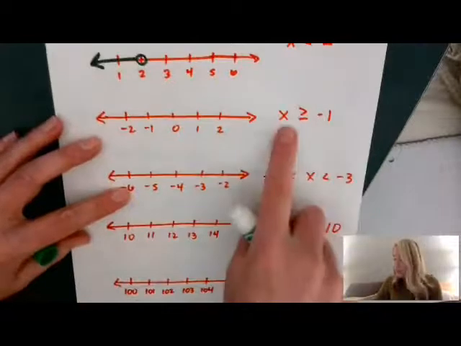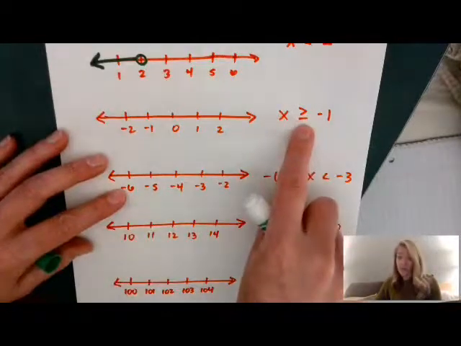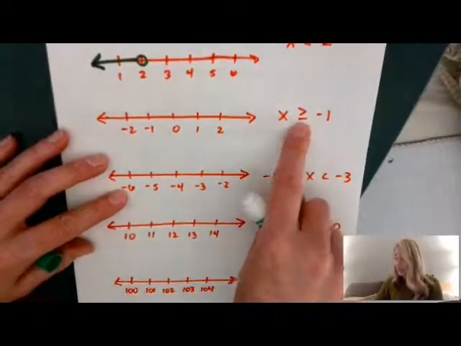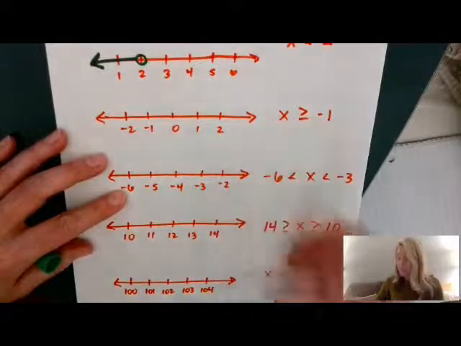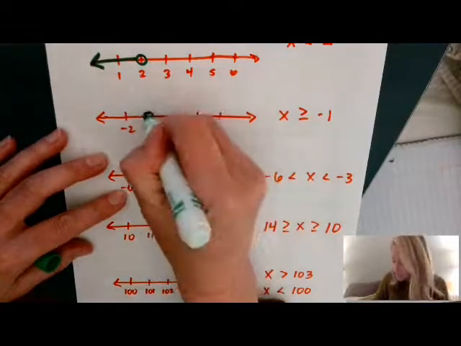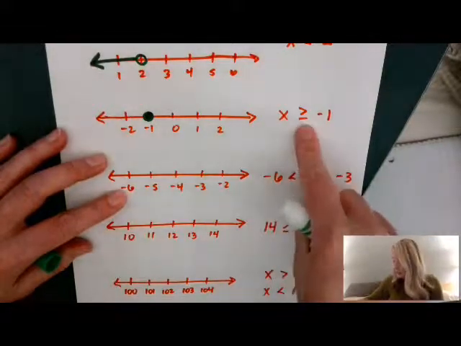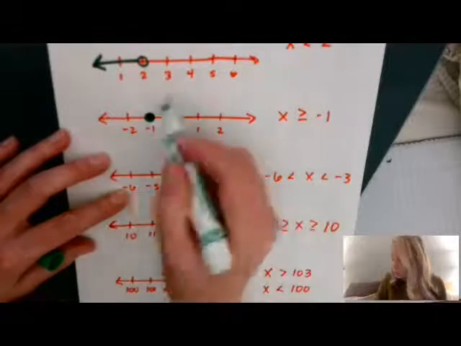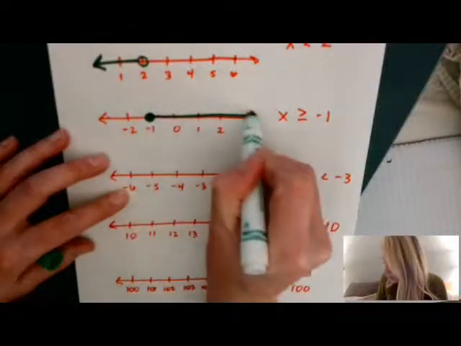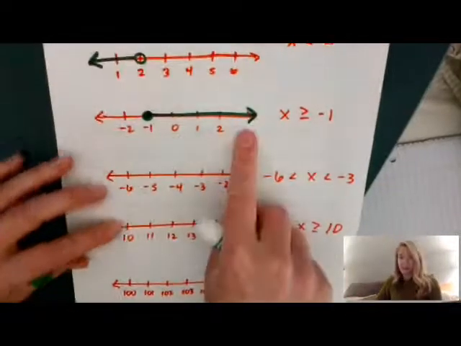Okay, then on this one, x is going to be greater than or equal to -1. So if it's equal to, I'm going to put a solid dot at my -1, because it could land right on that -1. And x is greater than my -1. So it's going to be everything bigger than, and that's how we represent that on this number line.